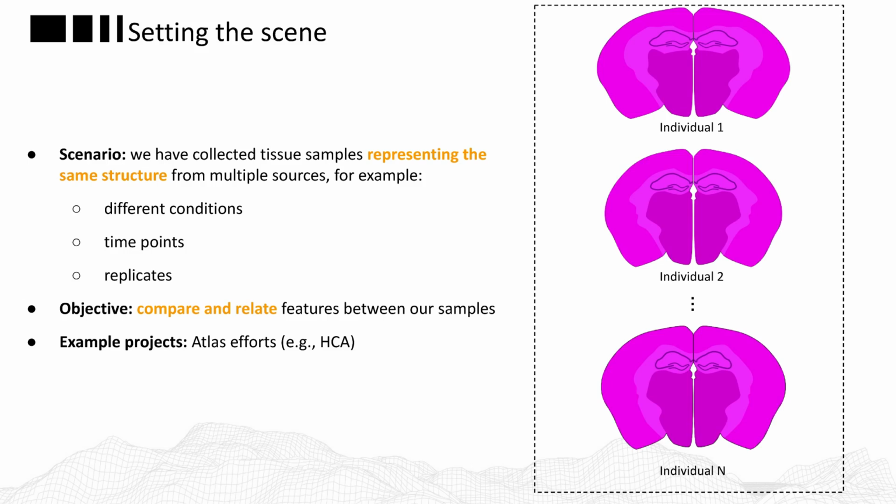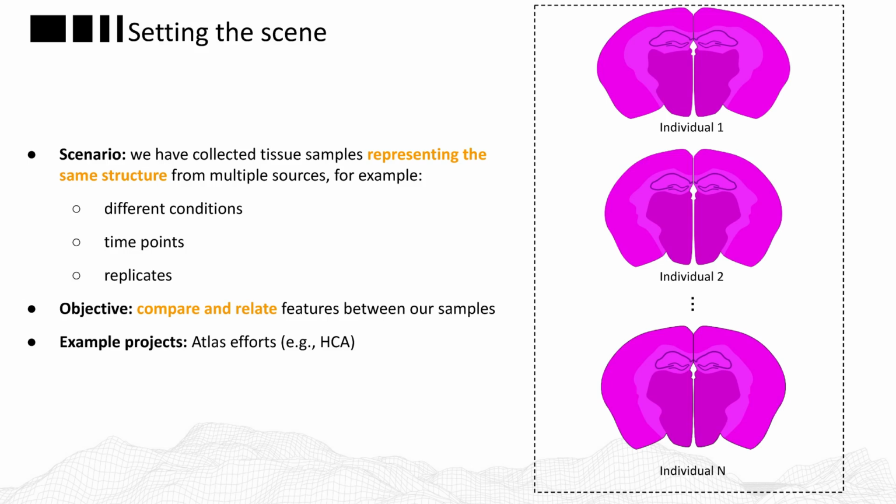Now, you can imagine a quite common scenario where we have collected tissue samples representing the very same structure but from multiple different sources, such as different conditions, for example healthy and disease, different time points, maybe during development, or maybe you just have gathered different replicates to gain more statistical power. Very often in our studies or experiments, our objective is to compare and relate features between our different samples. Examples of projects where this is a high priority are atlas efforts, such as the Human Cell Atlas.